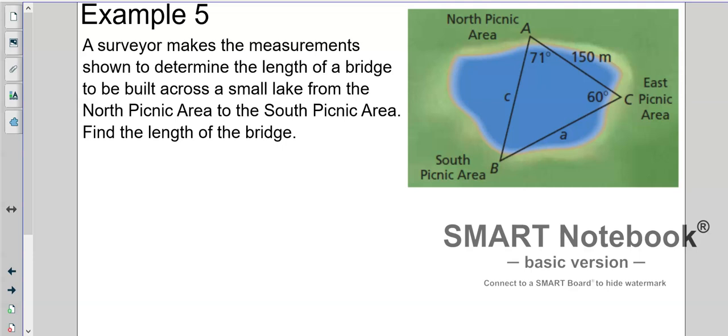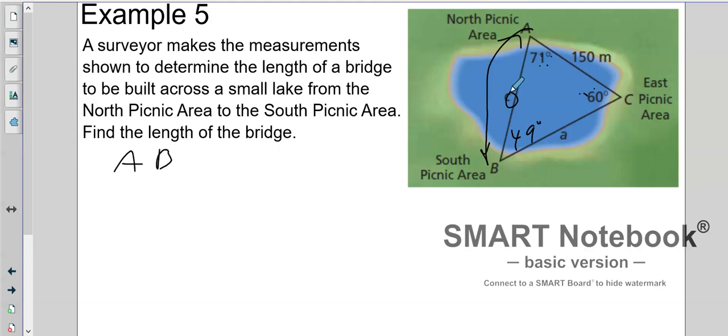All right, first off, since I see these two angles right here, I'm going to immediately solve for the third angle, and that's going to be 49. 60 plus 71, add them together, subtract from 180, you get 49. Now, what is it asking me for? It says a surveyor makes the measurements shown to determine the length of a bridge to be built across a small lake from the north to the south. That's this one right here, AB. So basically they're asking us to find AB, also known as side C.